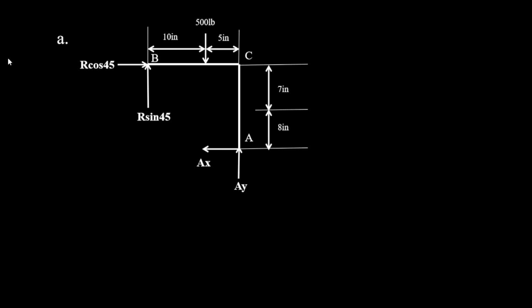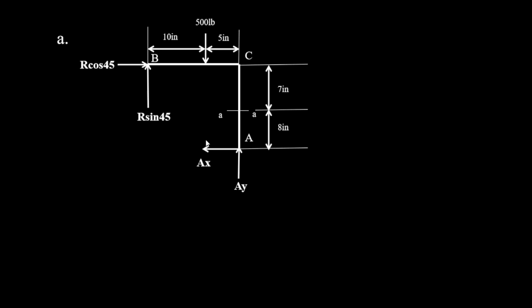Then we add another force, which is the 500-pound force, and then we add our distances to it. We get our dimensions, and this is our free body diagram. Now the next question is saying that we should determine the magnitude and direction of all external reactions acting on the bracket. External reactions are basically R, AX, and AY. Those are the external reactions.